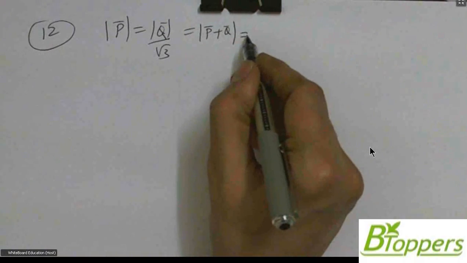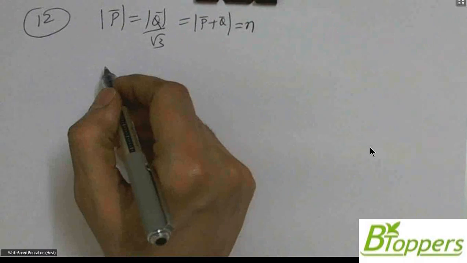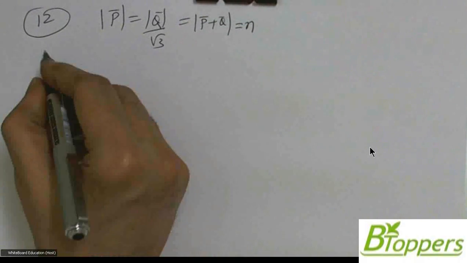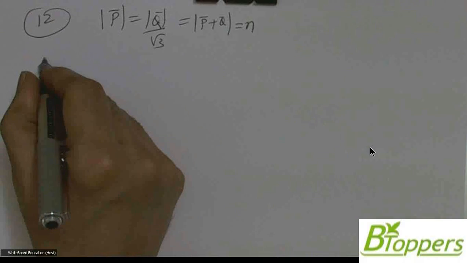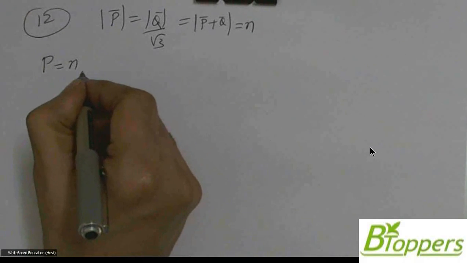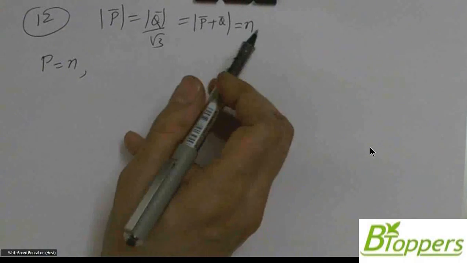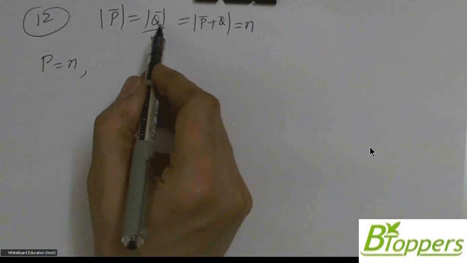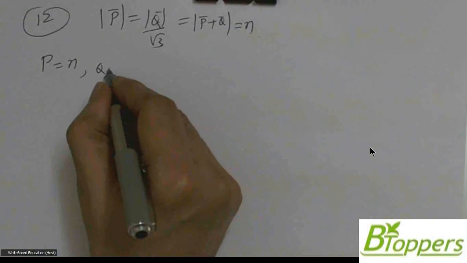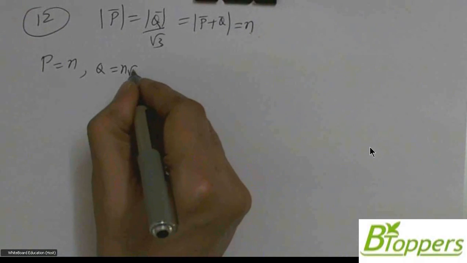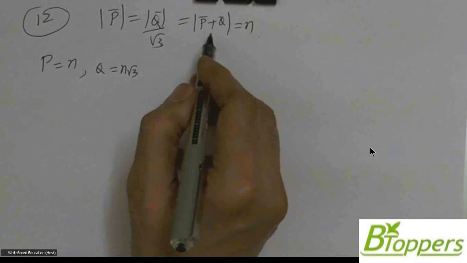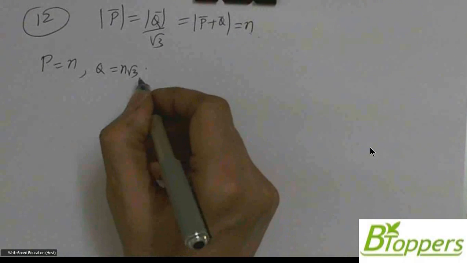So we can denote each of the given values as n. That means combining first and last, you can see that magnitude of P bar or P equal to n. Combining second and last, magnitude of Q bar by root 3 equal to n. So magnitude of Q bar or Q can be written as n root 3. And magnitude of the resultant of P bar and Q bar equal to n.